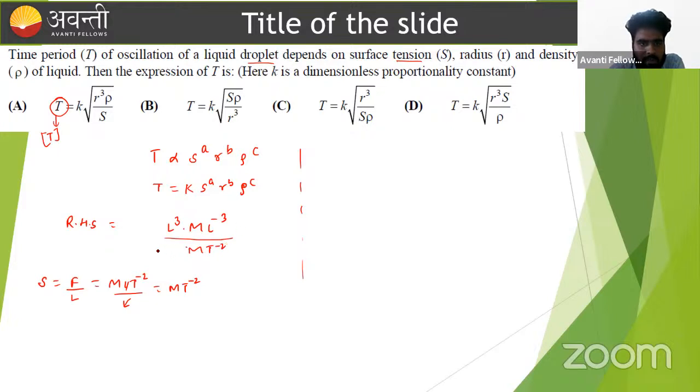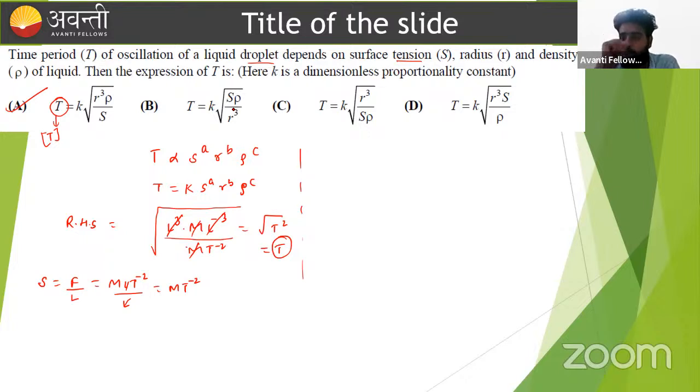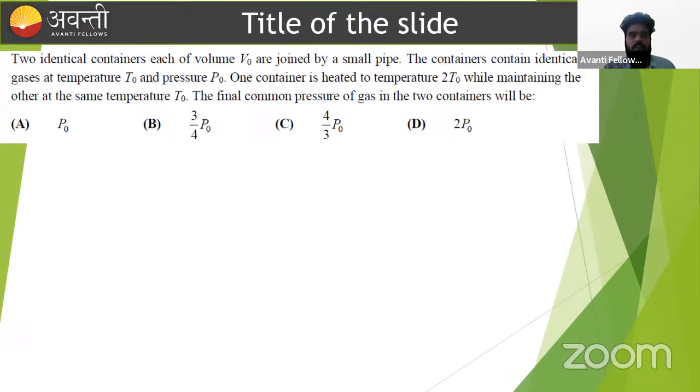If we solve this, M cancels out, and this will be nothing but under root T square. What is the dimension? T. It means this formula is correct. And we can also eliminate options B, C, D because the same parameters are placed in numerator and denominator, so this answer is not possible there. So B, C, D are not possible here. I hope this approach is helpful, and believe me, 1 to 2 questions we can easily solve by using this technique. Okay, let's move on to the next.